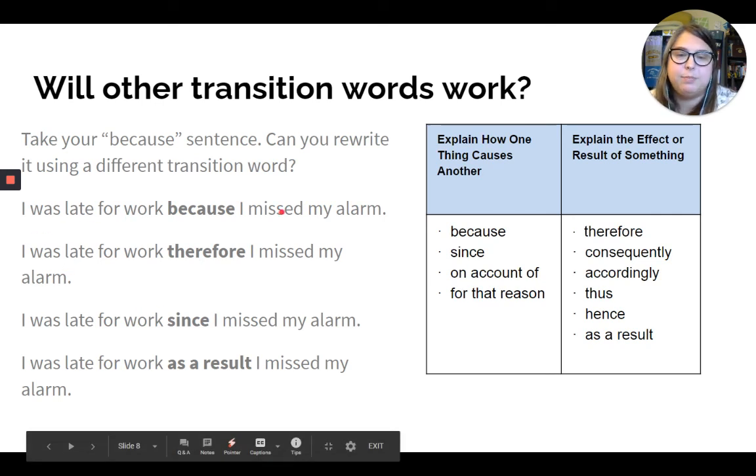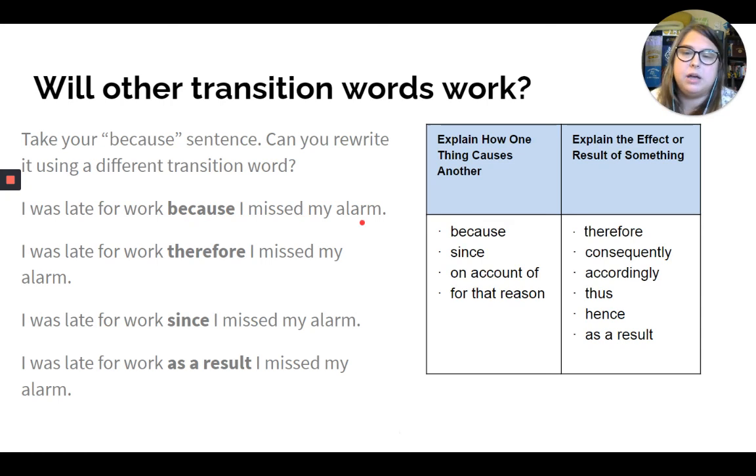I was late for work because I missed my alarm. Now, we already said that this was a good sentence. It makes sense. It's showing the cause and effect appropriately. So what if I take it and change out the word? I was late for work, therefore I missed my alarm. Well, I'm not so sure about that.